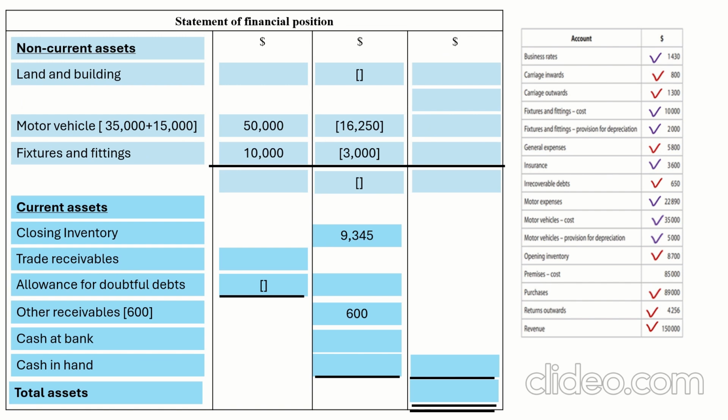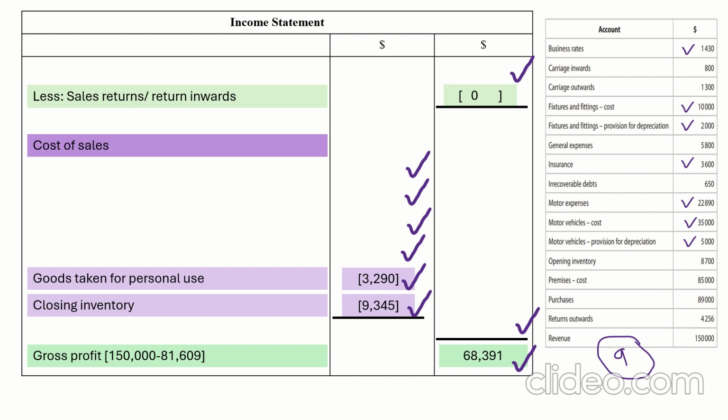So let's complete the statement of financial position. As you can see here, premises at cost 85,000. Transfer the amount in the amount column, the first amount column. And then in your income statement, let's complete the incomplete information. Revenue worth 150,000 in the second amount column.